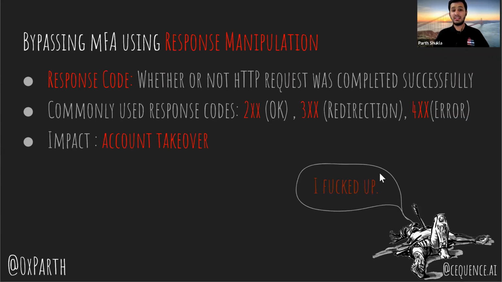Okay, the next important and the most exploited thing is response manipulation. Burp Suite is one such software which can help you manipulate the response you're getting from the server as well, which is pretty amazing. So as I told you before, there are three common response codes: 2xx, 3xx, and 4xx. 2xx is okay, 3xx is redirection, and 4xx is error.